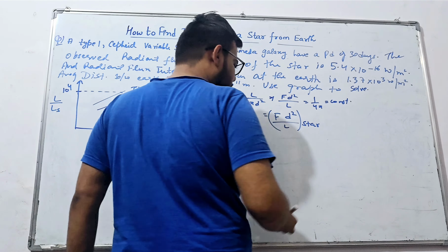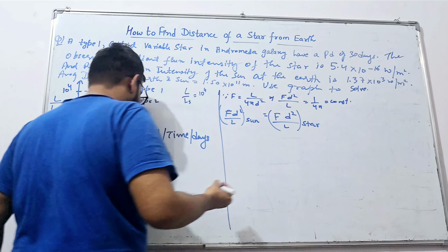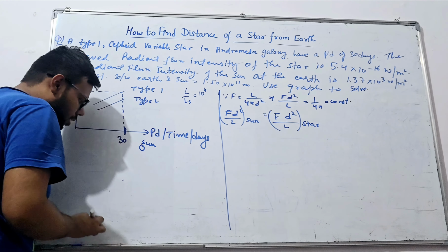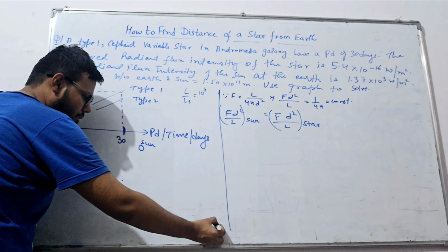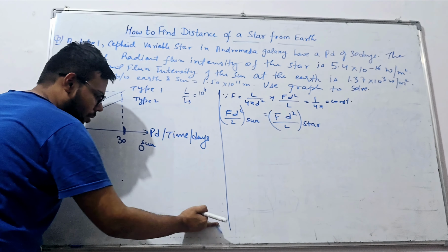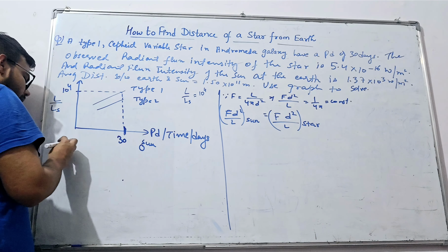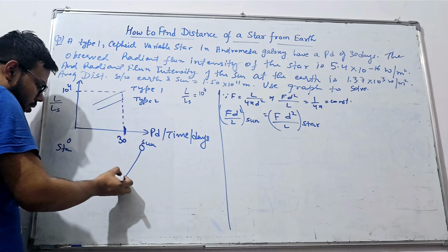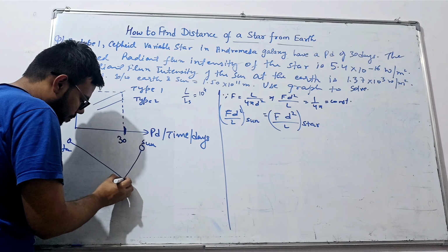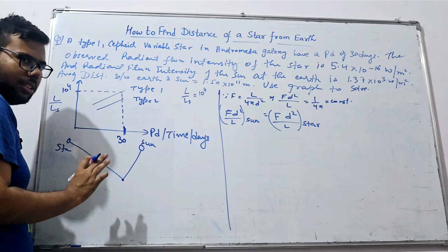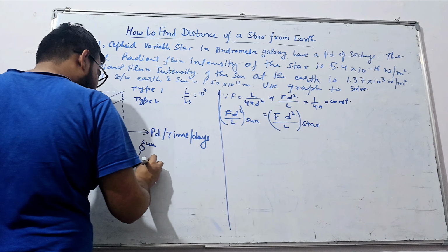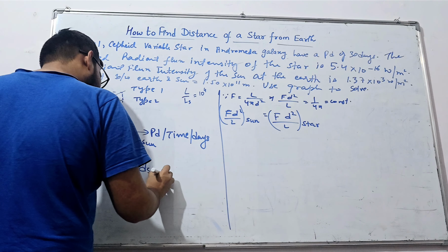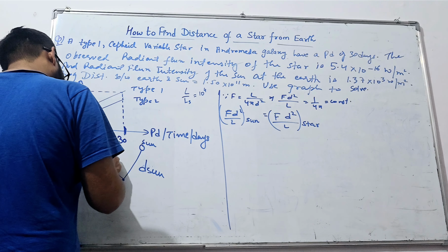And how it looks, for example, it would look somewhat like this. This is sun, suppose this is earth, and this is your star. Let me draw it over here. This is your star, suppose like this. So this is and this. They're not perpendicular, of course, they might be at some angle. So this is the distance from sun, and this is the distance from star, right?